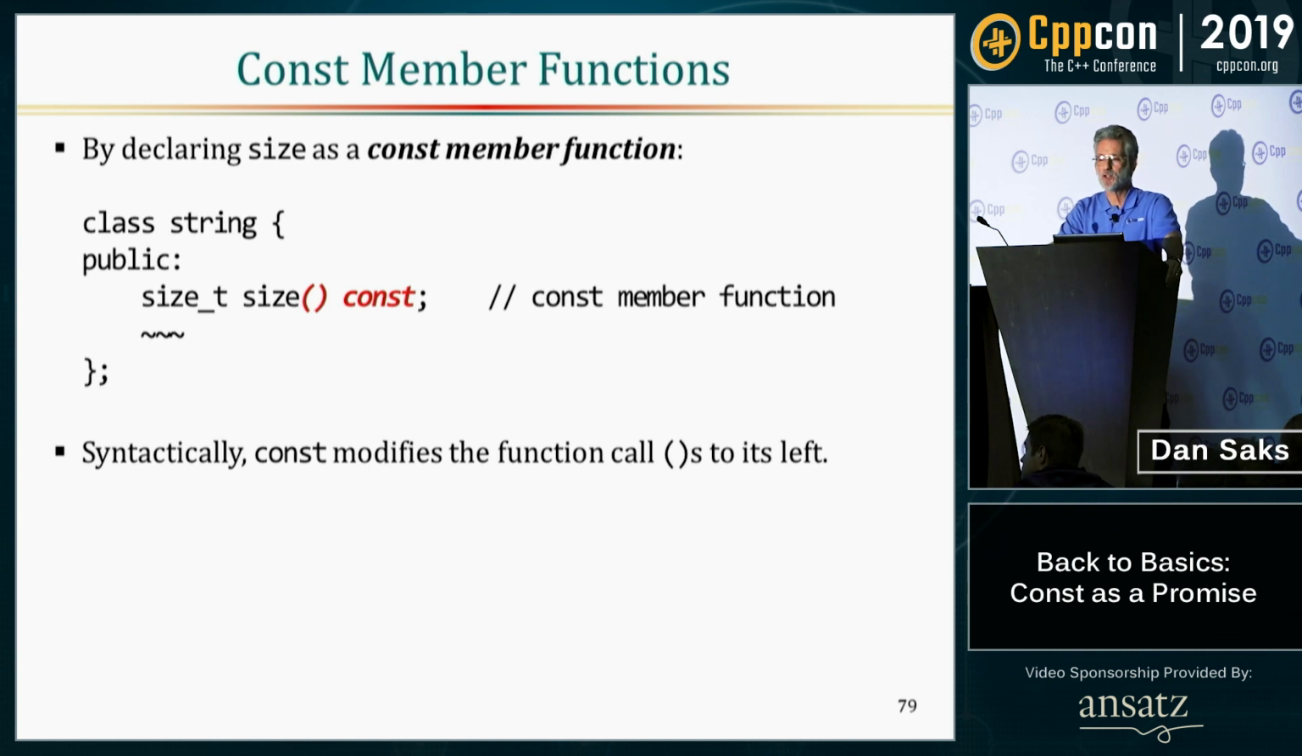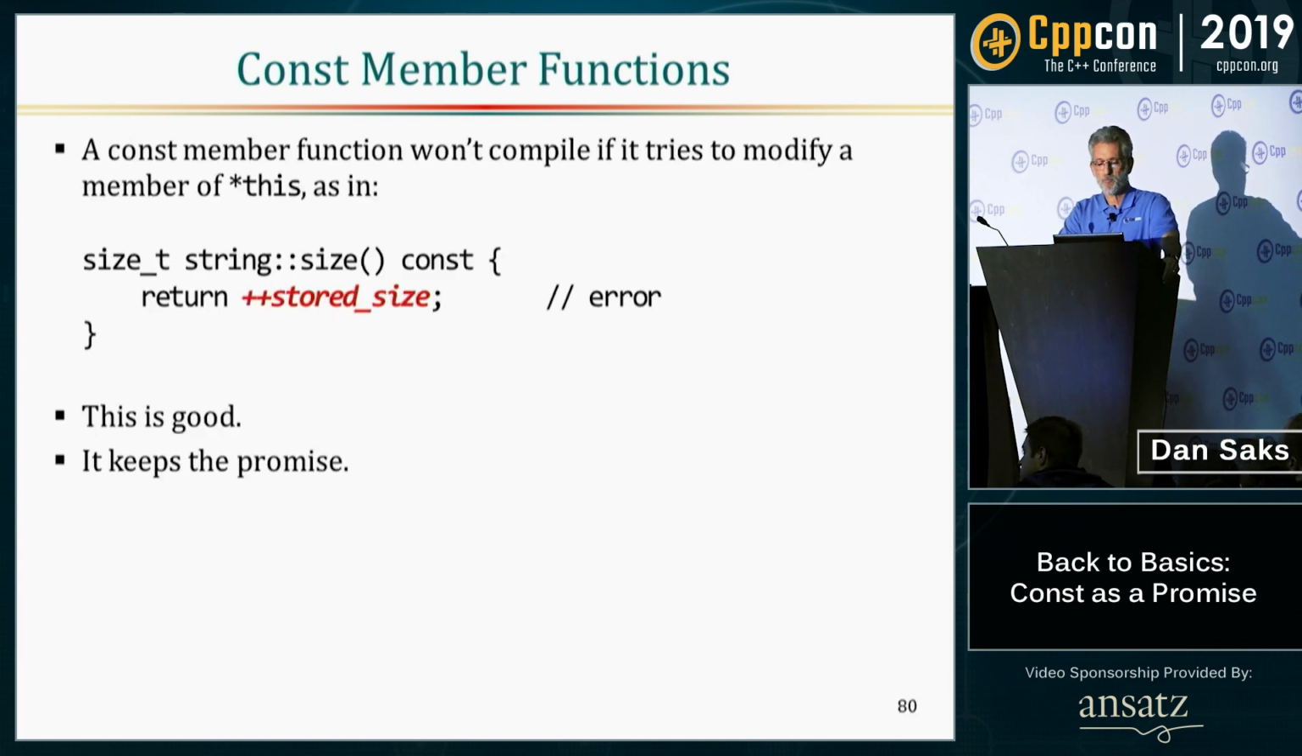That's the way that a function says, I promise I won't alter the object that my this parameter is pointing to. It has the effect of modifying the declaration of this to be a pointer to a const. And one of the consequences is then that inside a const member function, any attempt to modify a data member of the object is now rejected as an error, because this is pointing to a constant object. It keeps the promise.